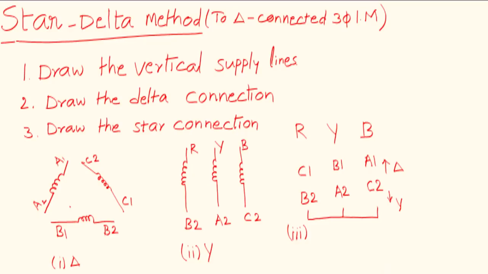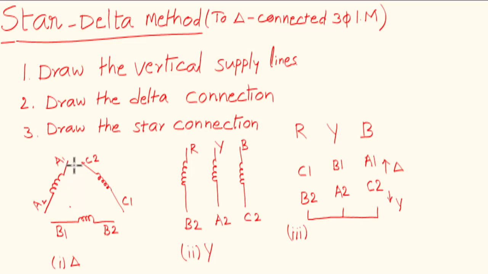Hello friends, today I will discuss the star delta starting method for a three-phase delta connected squirrel cage induction motor. To analyze this, the initial condition for the stator of the delta connected squirrel cage induction motor is that the windings of the stator have the facility to connect in star or in delta.